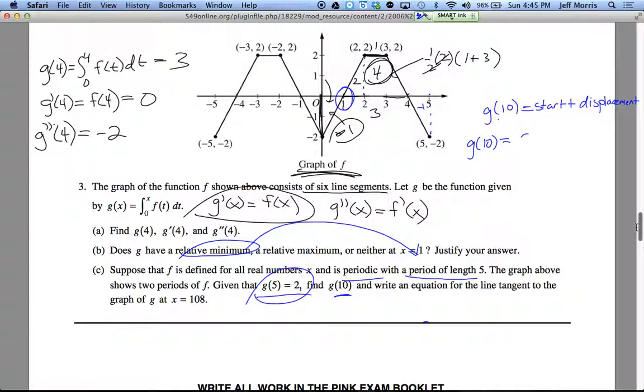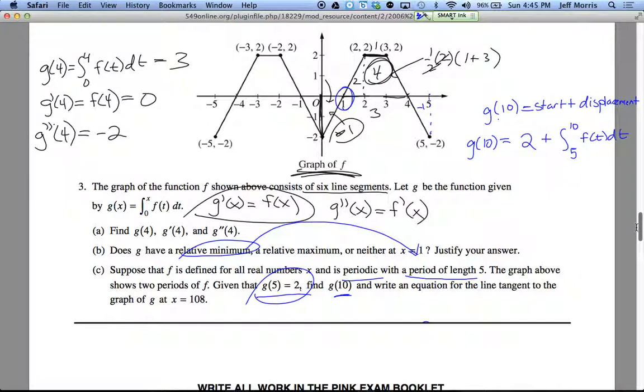Start value is 2. Now here's the points they gave you. I'm going to show you how they give you points here. Start value is 2. And I want to know the displacement. I want to know what it's at 10. But here's the key. You're going to have a definite integral. Where did this definite integral start if they gave us a start value of 2 at 5? 5 to 10 of f of t dt.